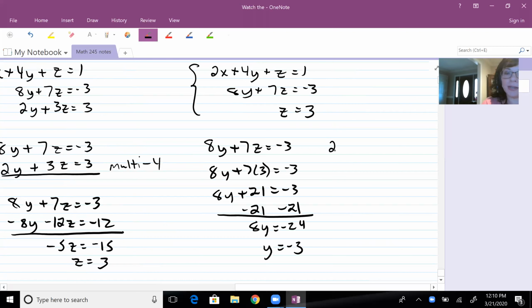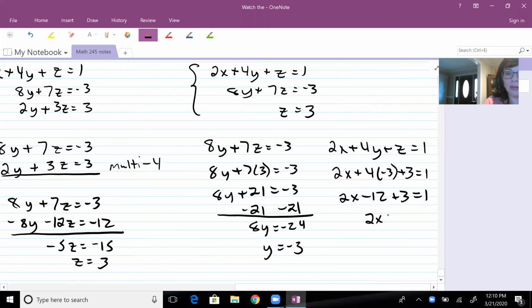And then if we go to the top, we know what y is, we know what z is, and we're very rapidly going to be able to figure out x.